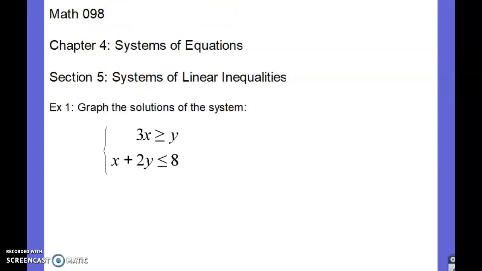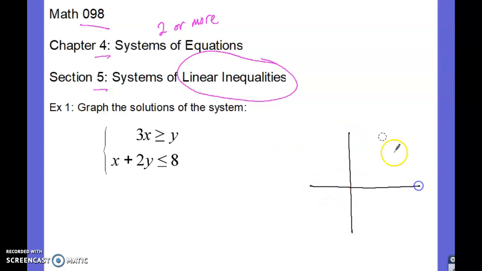Welcome back, Math 098. We're doing Chapter 4, Section 5, and we're just doing linear inequalities now. So really the only way to solve a system of linear inequalities, and again, system means two or more, is to graph. It really doesn't make any sense to use substitution or elimination, and it makes the most sense to get everything in terms of y in slope-intercept form.